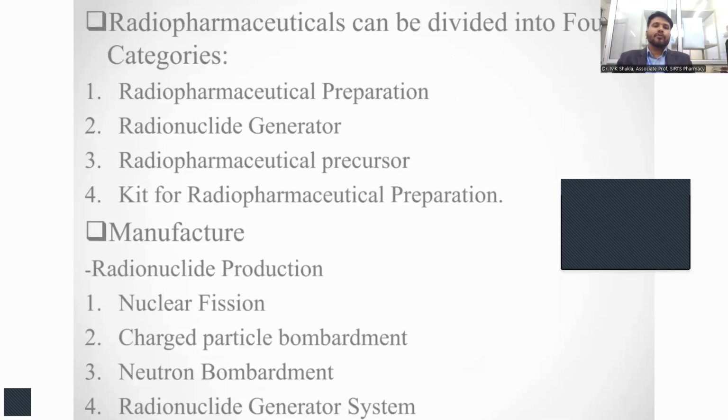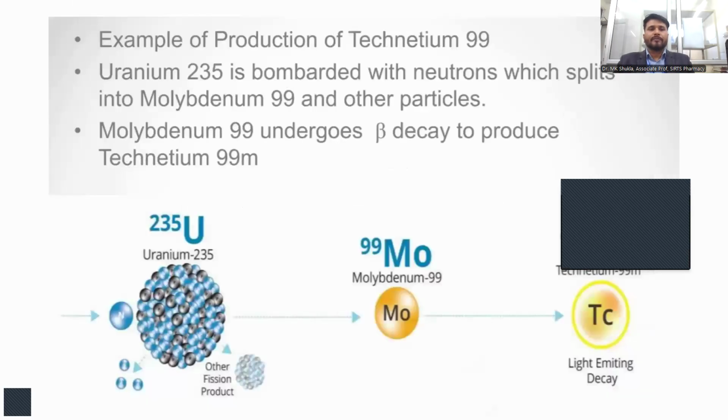Radiopharmaceuticals can be divided into four categories: radiopharmaceutical preparations, radionuclide generators, radiopharmaceutical precursors, and kits for radiopharmaceutical preparations. In the case of radionuclide production, manufacturing includes nuclear fission, charged particle bombardment, neutron bombardment, and radionuclide generator systems.